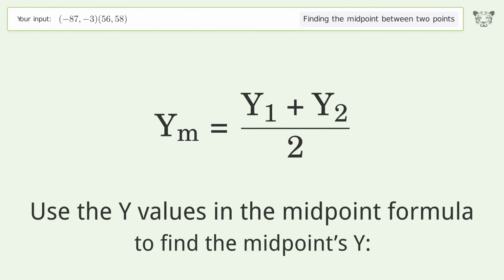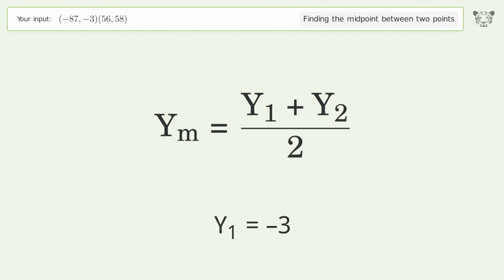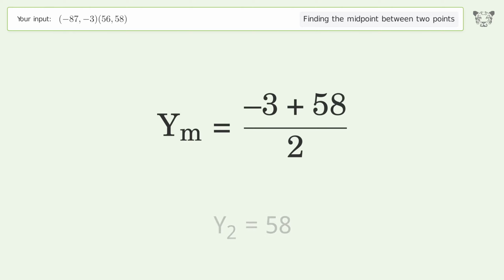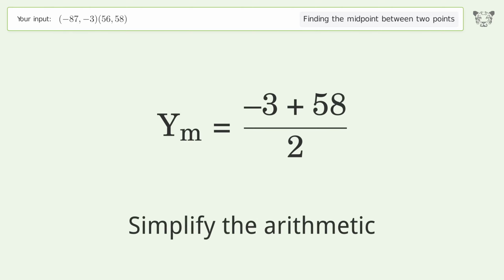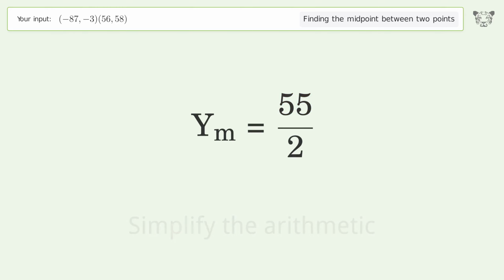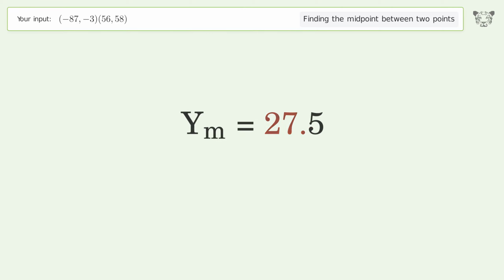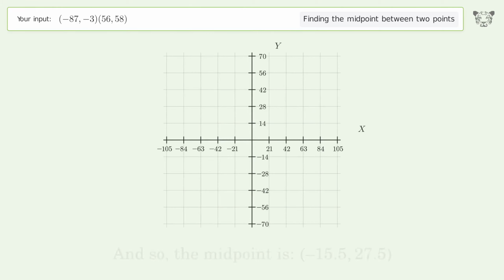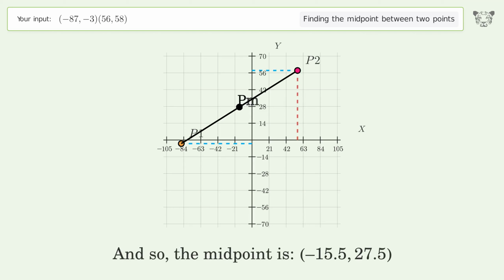Use the y values in the midpoint formula to find the midpoint's y. y1 equals negative 3. y2 equals 58. Simplify the arithmetic. And so, the midpoint is, negative 15.5, 27.5.